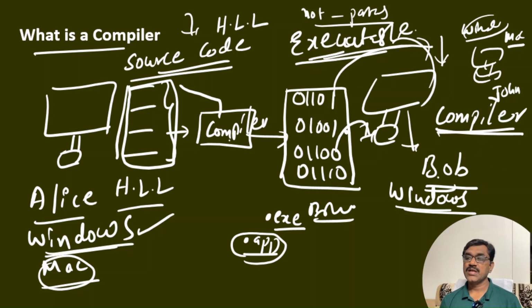This executable code cannot be executed on different operating systems. If it could be executed on a different operating system, then only we would say it is portable, but it is not portable. So this is the scenario of using the concept of compiler.